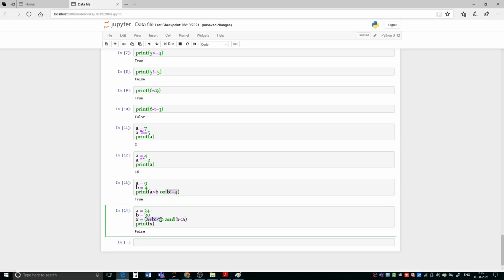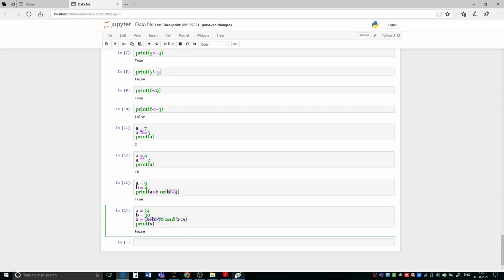So it will give you true only if both of them are true. Otherwise it will give you false. So here we have got the false, so there is no need to check the value of this one. It doesn't matter what the value of this is, we are going to get false, because here we have got false. So that's why we are getting false.